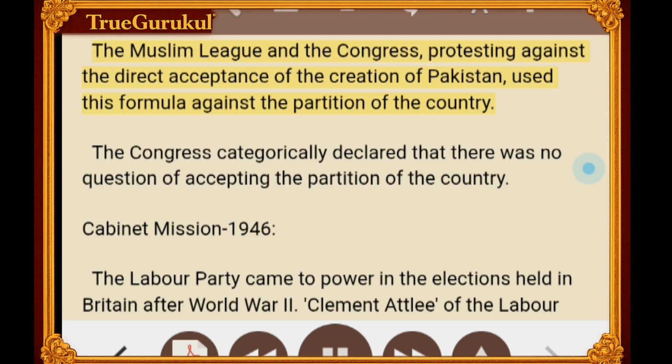The Muslim League and the Congress, protesting against the direct acceptance of the creation of Pakistan, used this formula against the partition of the country. The Congress categorically declared that there was no question of accepting the partition of the country.